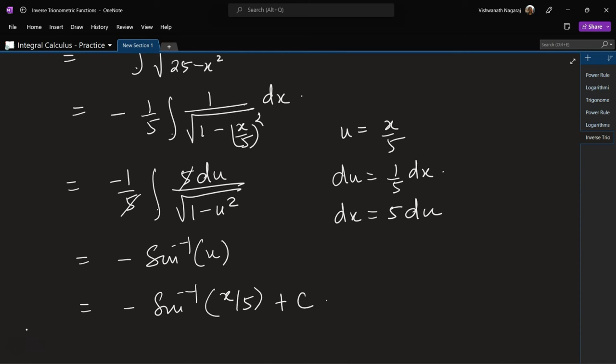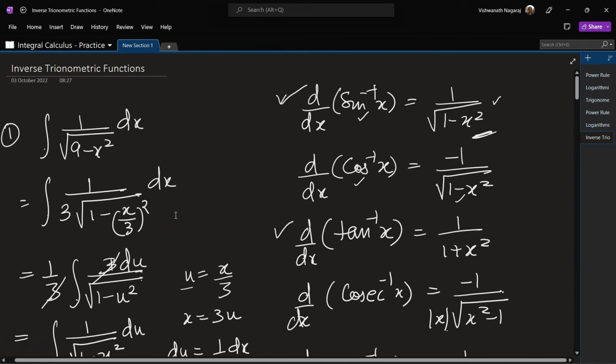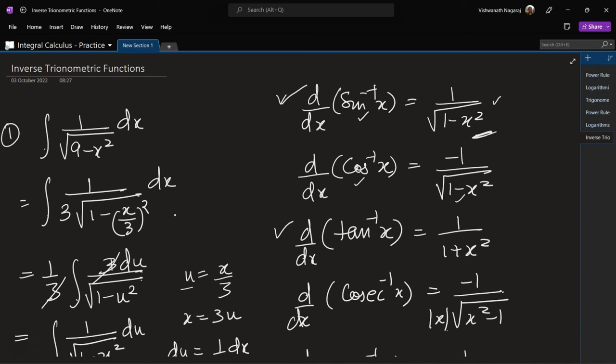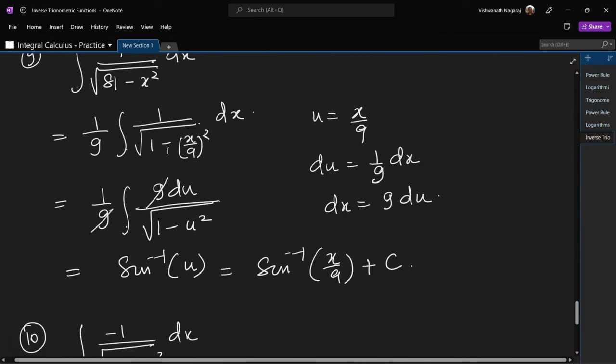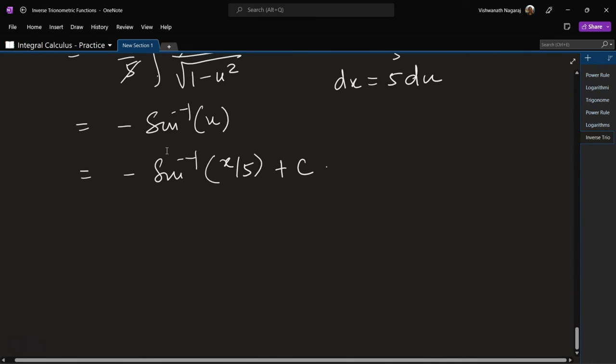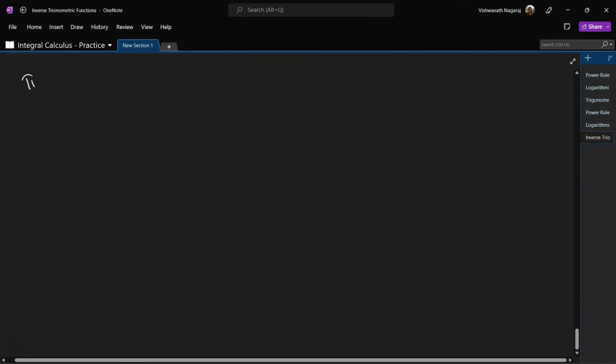plus c. So, remember in the beginning I said that we are going to focus on only sine inverse, tan inverse and secant inverse. Now, as per the pattern, you might expect it to come to cos inverse of x, but it actually comes as minus sine inverse of x. So you need to be careful here. Let's do the 11th one.